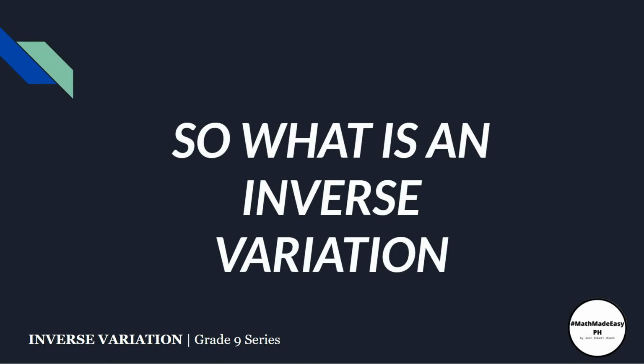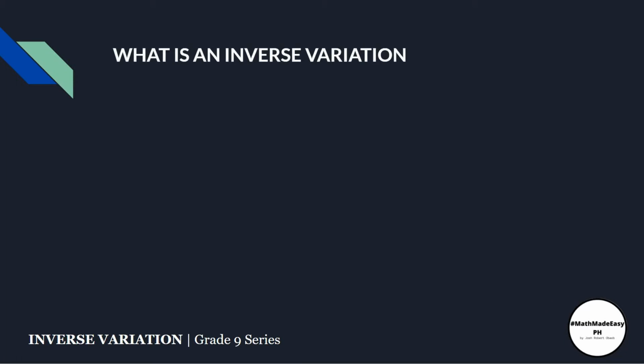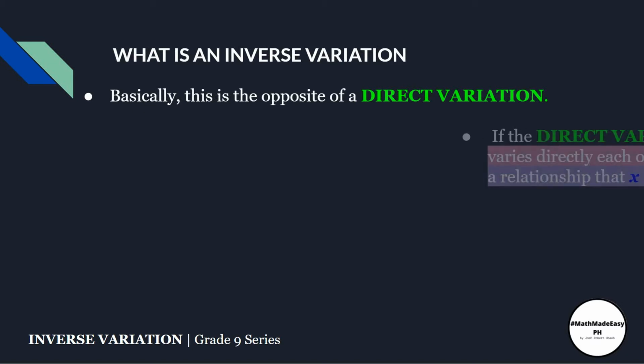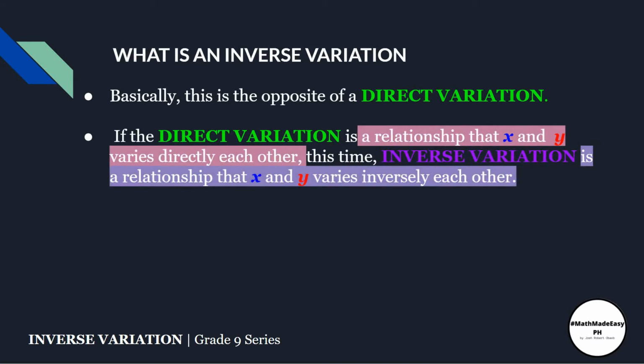So what is an inverse variation? Basically, ito ang opposite ng direct variation. If the direct variation is a relationship where x and y vary directly with each other, this time inverse variation is a relationship where x and y vary inversely with each other.